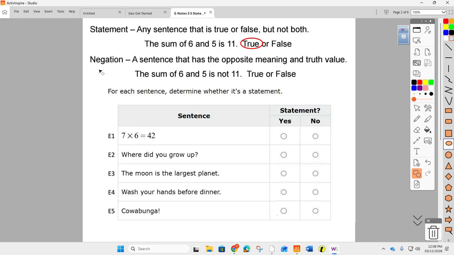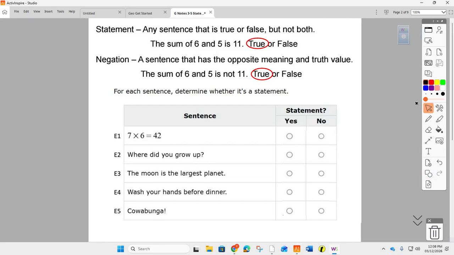A negation is a sentence that has the opposite meaning, so the negation needs to refer back to a statement. So it has the opposite meaning. If it says it is 11, then the negation would say it's not 11, right? If this says it's not 11, then the negation would say it is 11. Does that make sense to everyone? This one, the sum of 6 and 5 is not 11. That is also a true statement.